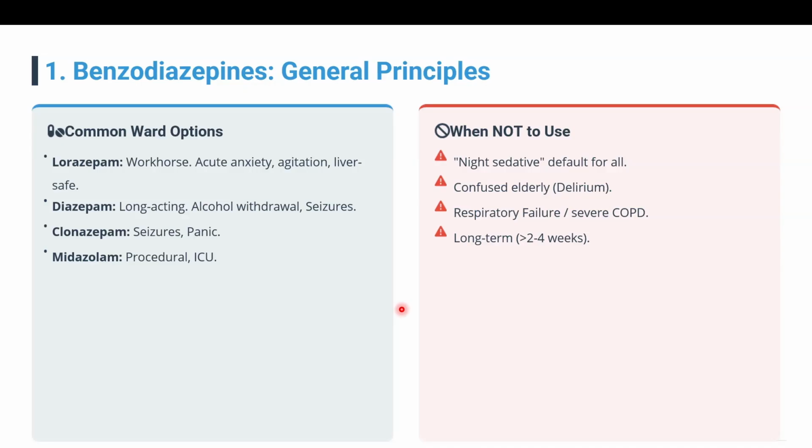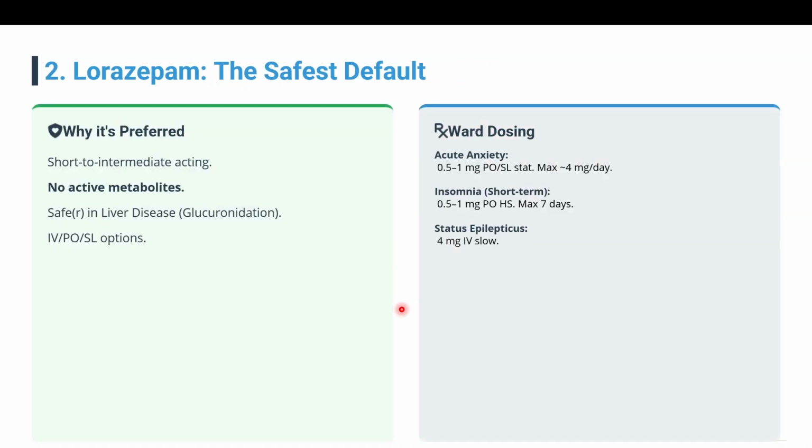So now the class adverse effects are sedation, cognitive impairment. There is high risk of falls and fracture, especially in elderly. One notable point is there can be paradoxical agitation after the effect of the drug goes off. There can be paradoxical agitation and disinhibition, especially in elderly or brain injury. So now we'll go into lorazepam, which is your safest default benzodiazepine of choice in the wards.